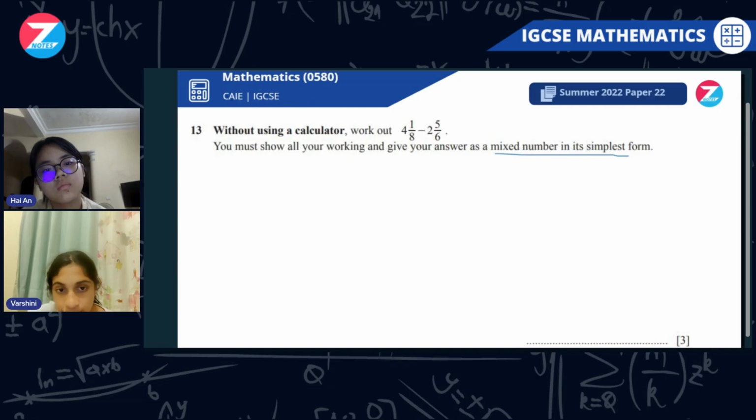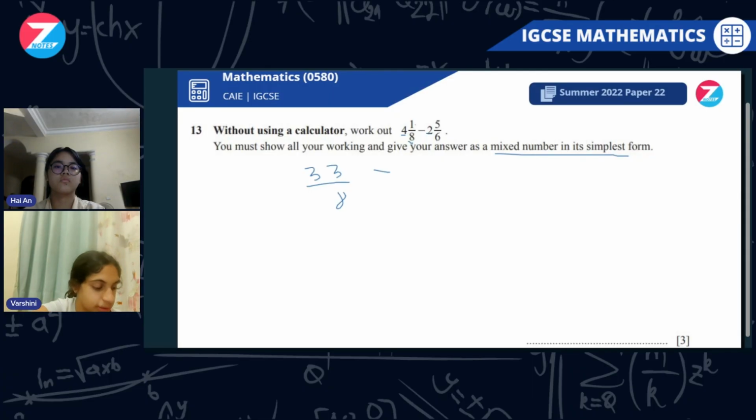So first, let's convert both of these mixed fractions to improper fractions. First, let's do 4 times 8 plus 1. You can just put that in your calculator if you want, or you could do it by hand. It's going to be 33 divided by 8. Now minus the other improper fraction, which is going to be 2 times 6 plus 5. So that is just going to be 17.